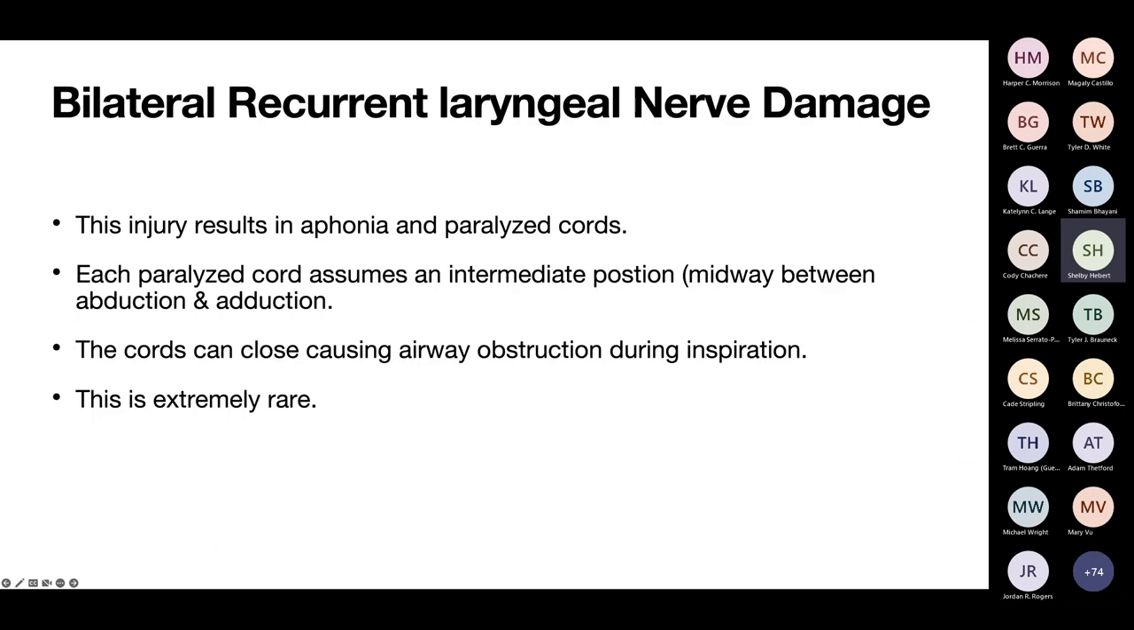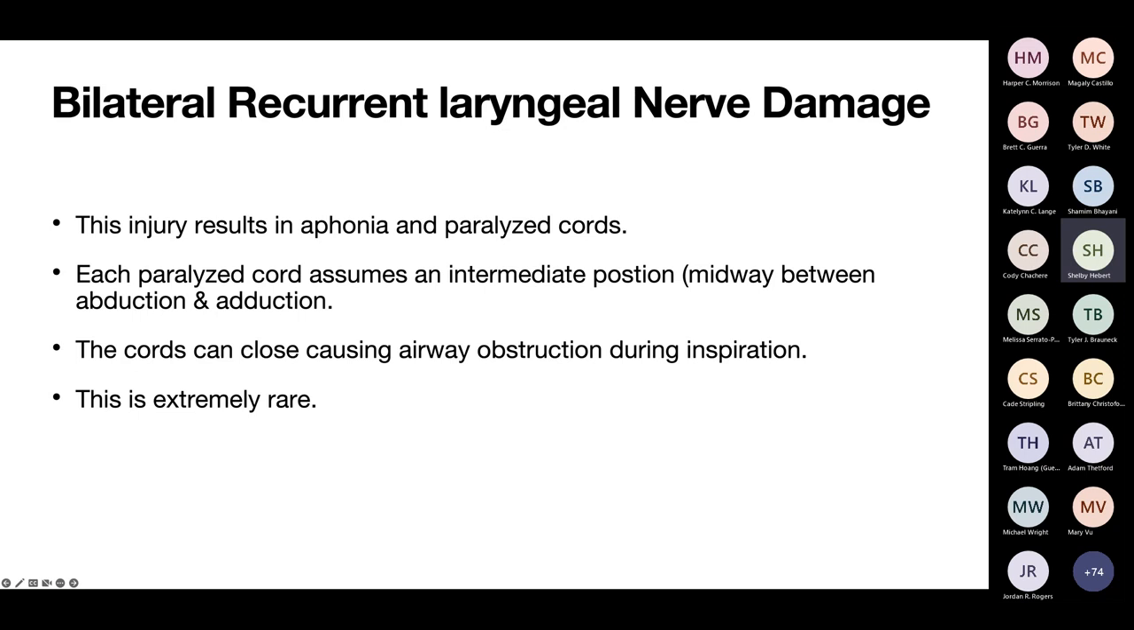So moving from unilateral to bilateral recurrent laryngeal nerve damage, this is going to result in inability to talk and paralyzed vocal cords. And what you'll see is that each cord kind of assumes an intermediate, or midway, position between open and closed. The downside is, because there's no tension on it, the patient may be able to breathe in and actually obstruct because of that.